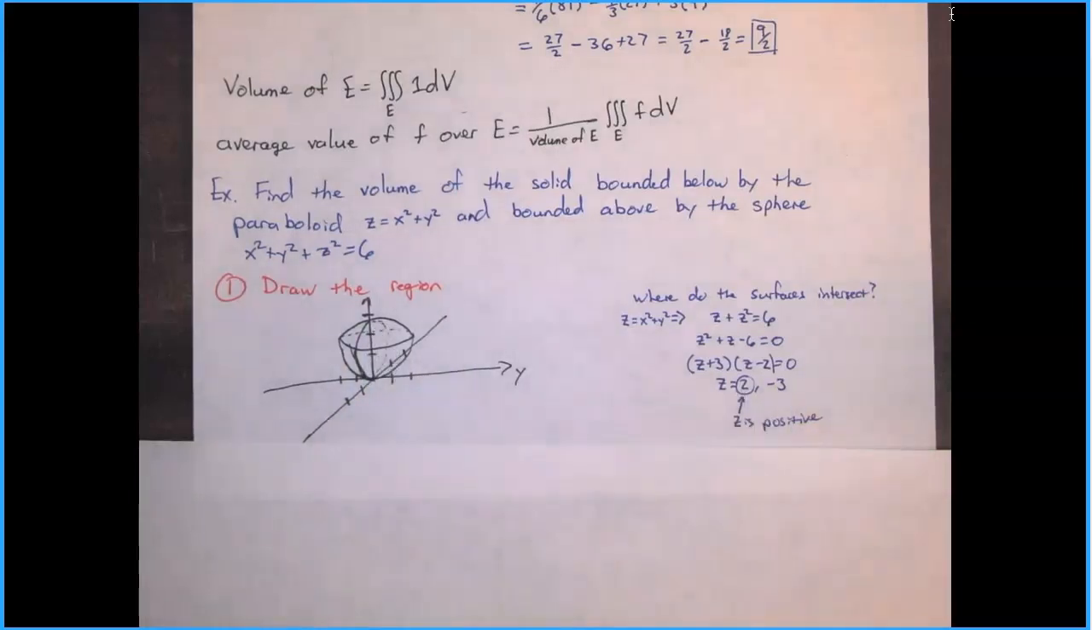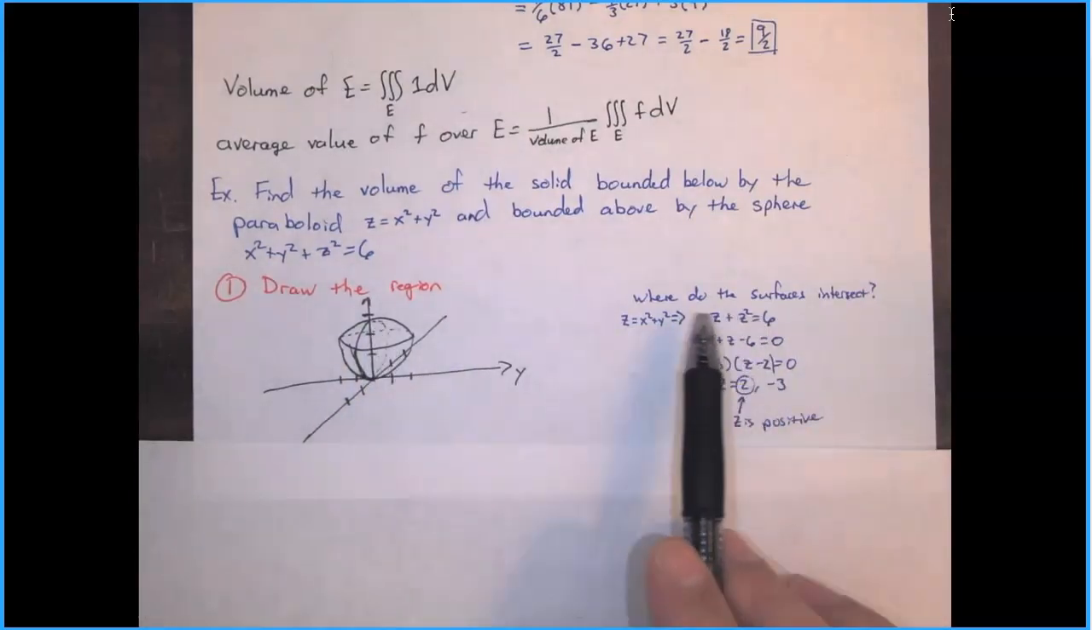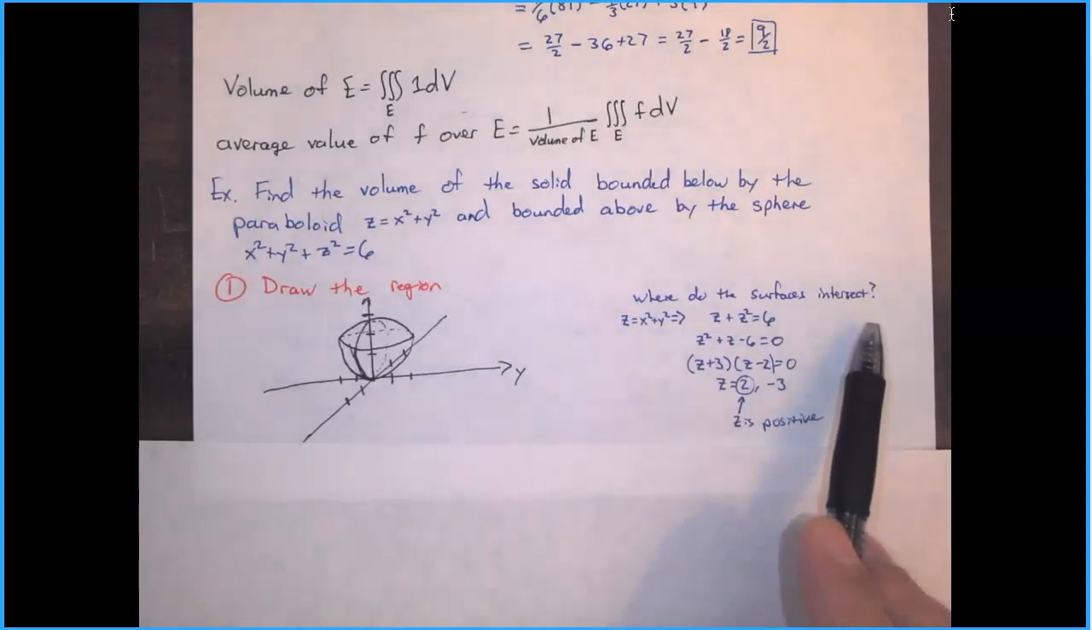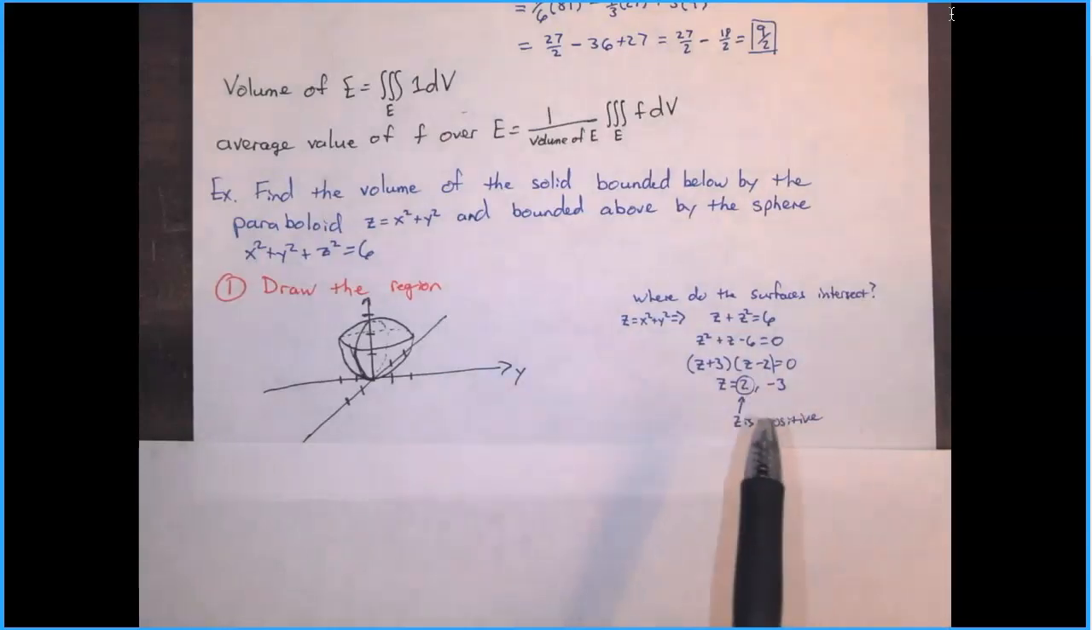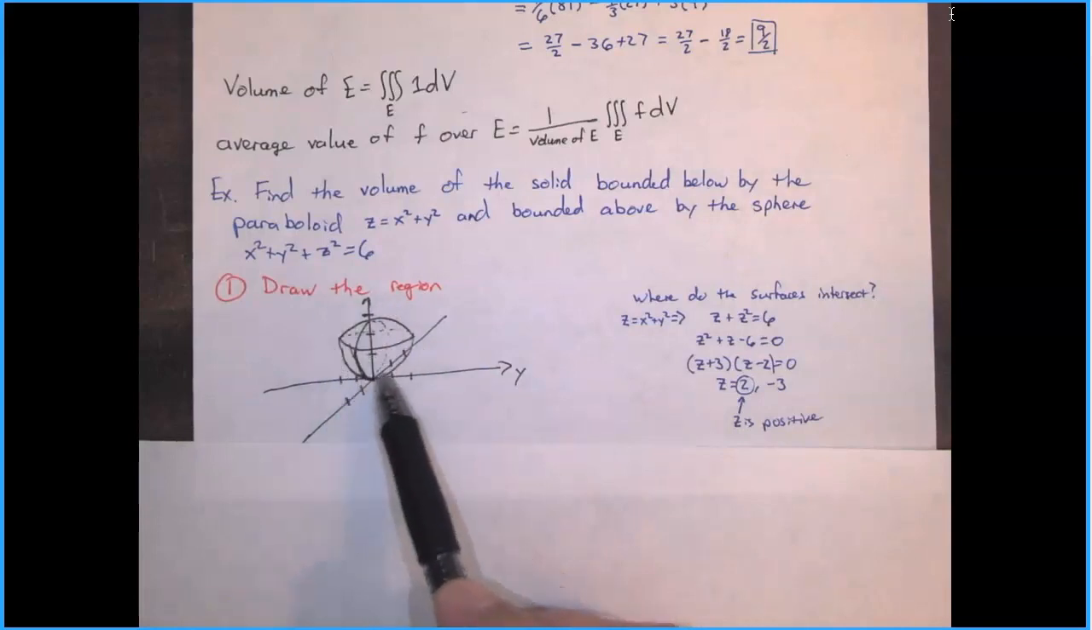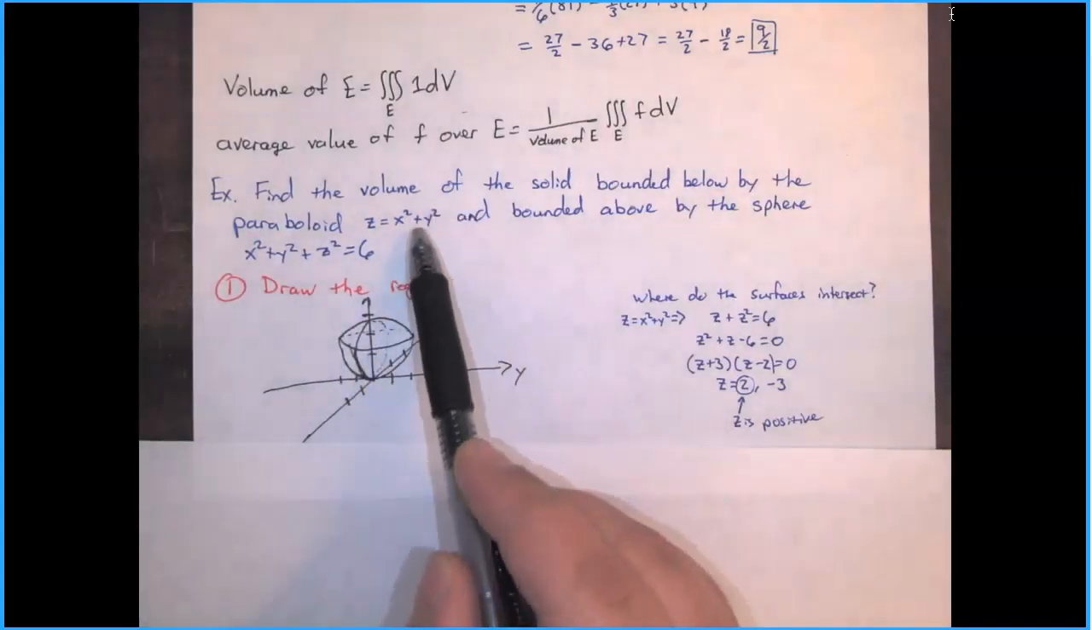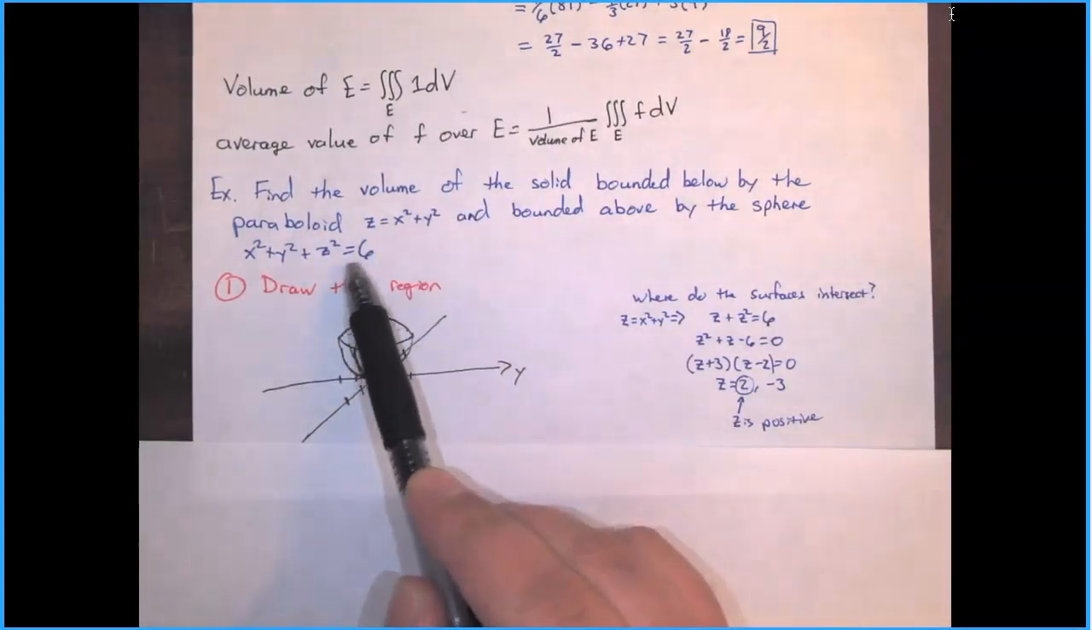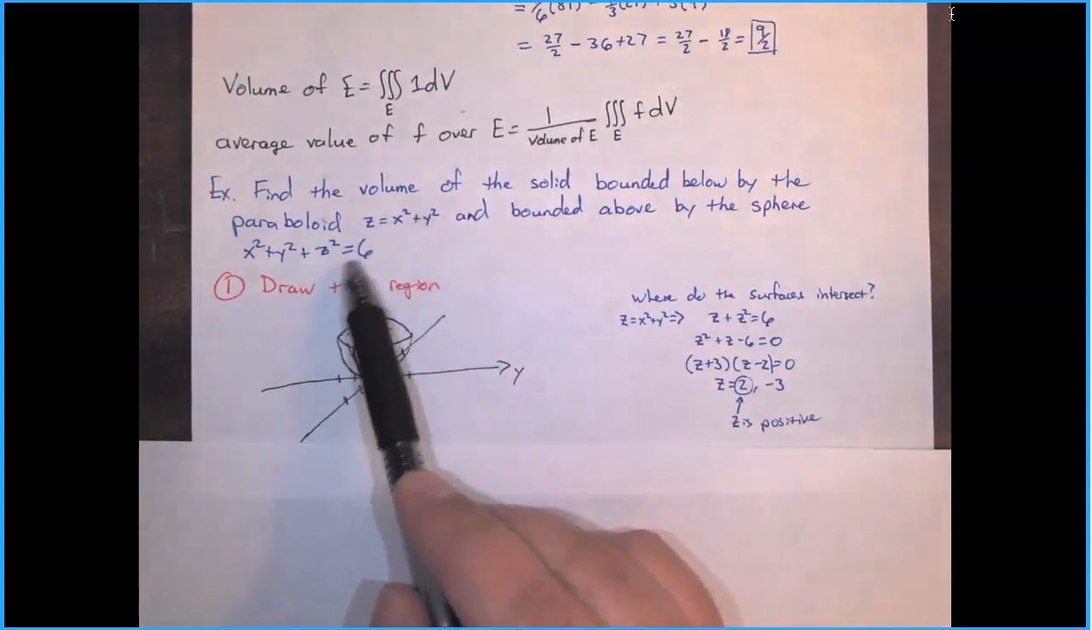So over here I've done a little work saying, okay, I'm just curious where these surfaces intersect. I'm going to need to know this information later. So where these two surfaces intersect satisfies both of these equations. So I want to solve a system of equations here.